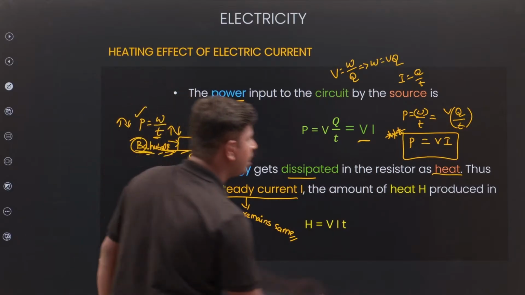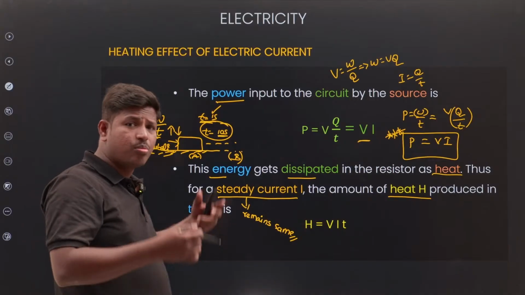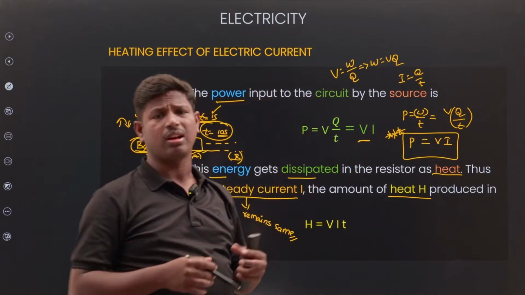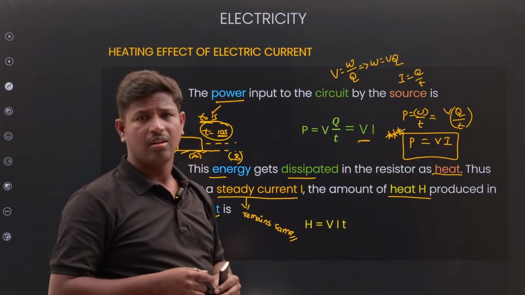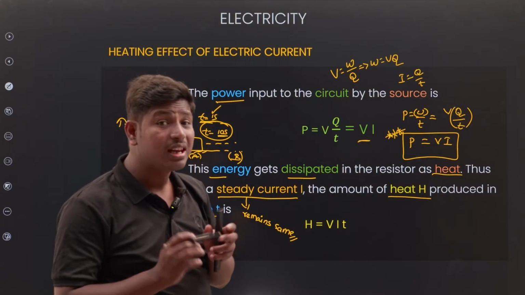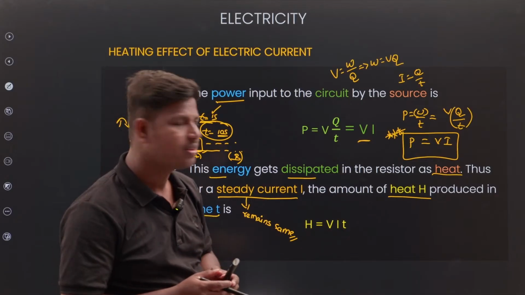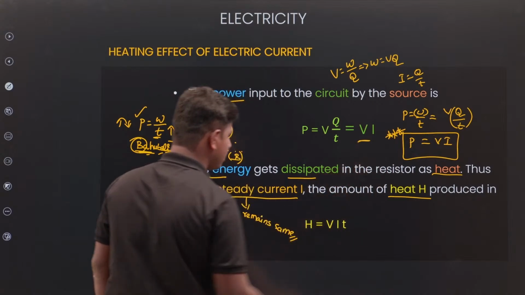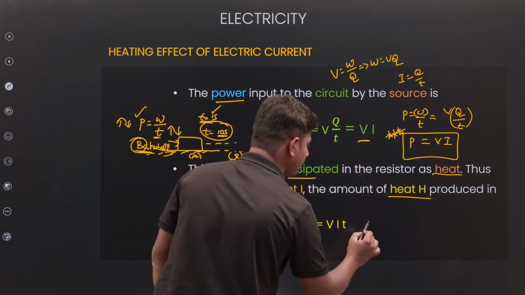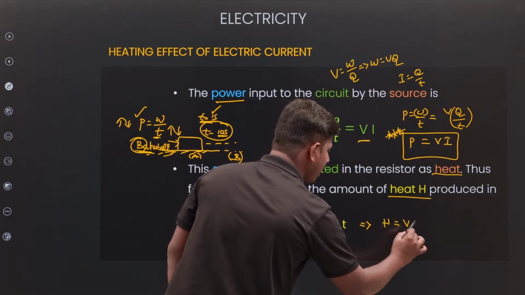The amount of heat produced in time t, for example when the fan is continuously working, it produces heat. How can we calculate that amount of heat? See, H is equal to VIT.